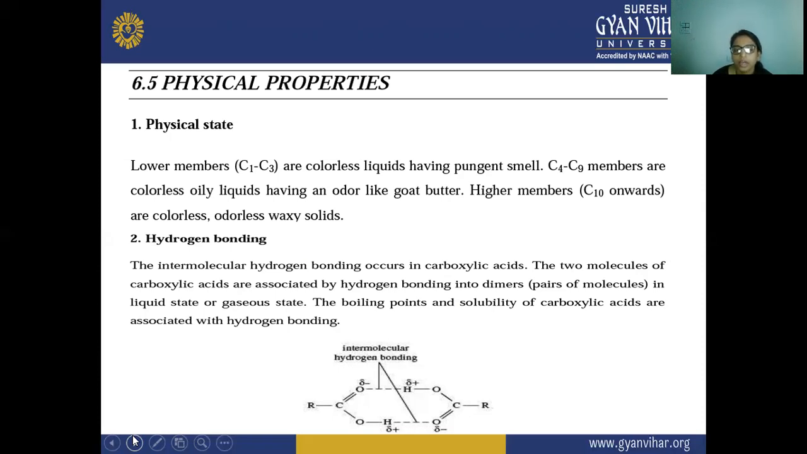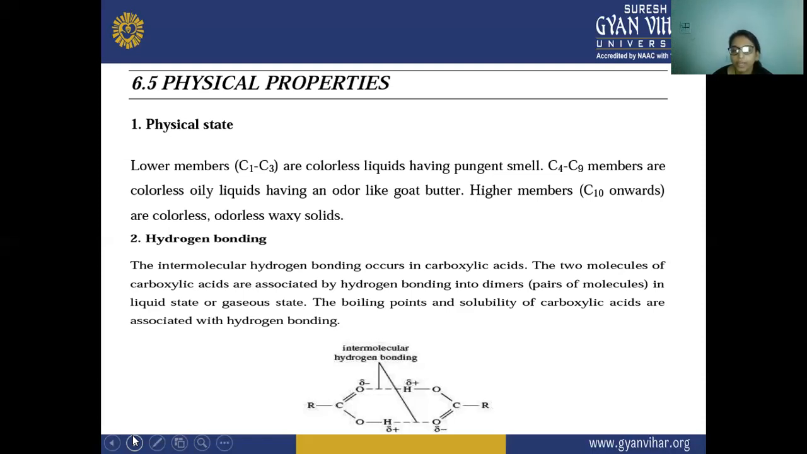So here in hydrogen bonding, intermolecular hydrogen bonding occurs in carboxylic acids. The carboxylic acids have intermolecular hydrogen bonding, and two molecules are associated by hydrogen bonding and form a dimer. A dimer means they form a pair of molecules in the liquid state or in the gaseous state. In both the liquid and the gaseous state, carboxylic acids form dimers through hydrogen bonding.